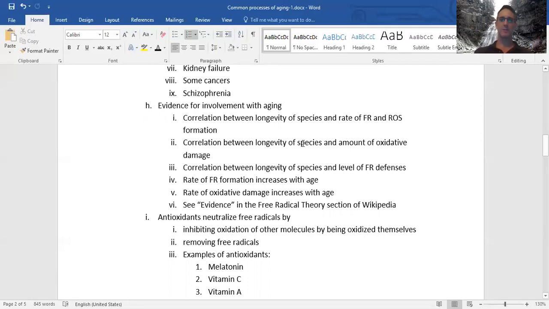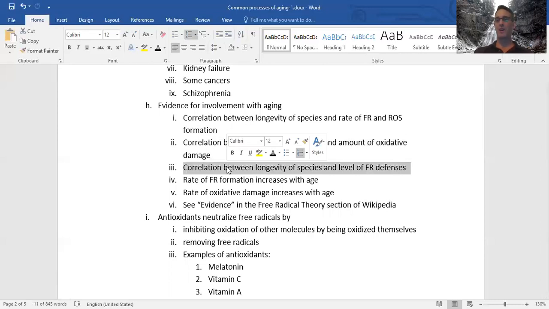Now, correlation, remember, does not mean causation, but that's one point of evidence. It's just a point of evidence. There's also a correlation between the longevity of a species and the amount of oxidative damage that occurs. Well, that would make sense because the first point here was also true. Okay, so we haven't learned a whole lot more, but again, it's maybe some different additional evidence. There's a correlation between the longevity of species and the level of defenses against free radicals. Now we're adding some more meaningful evidence here. If they have less free radical defenses, they don't live as long, right?